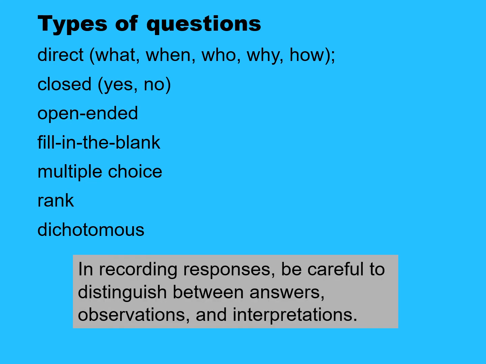Now, in recording responses, you as the interviewer or ethnographer should be careful in distinguishing between the literal answer that the person gave, and it's always good to take down quotations, versus your observations. For example, maybe they made a motion that would switch the entire meaning of their answer, so maybe they rolled their eyes, and so you realize that they didn't mean what the words sound like. They meant something else. And then your interpretations. So it's always good to distinguish, is this a literal answer? Is this your observation? Is this your interpretation?